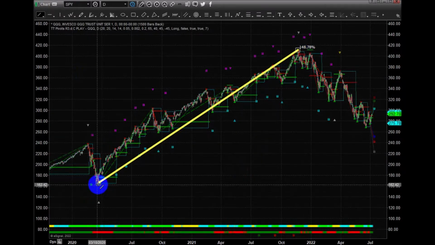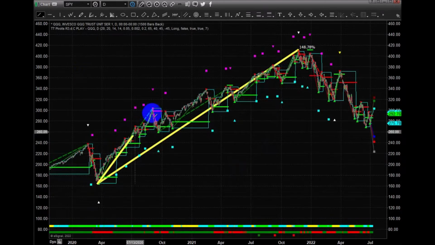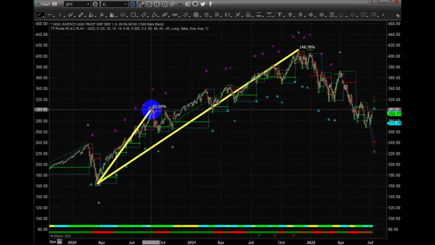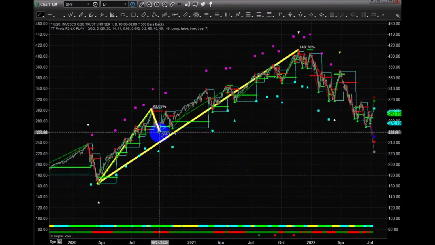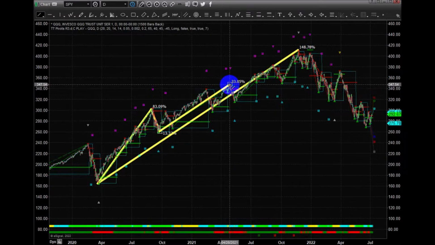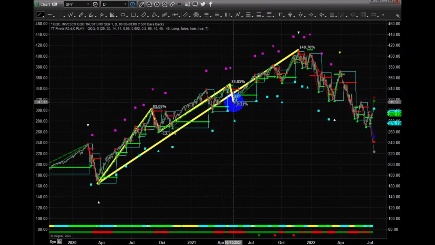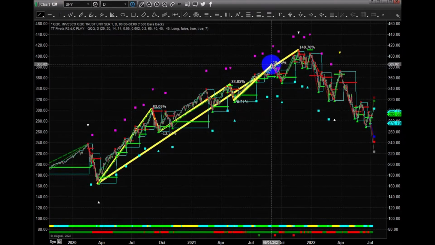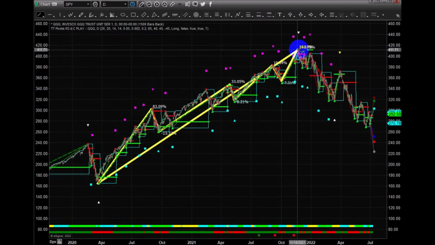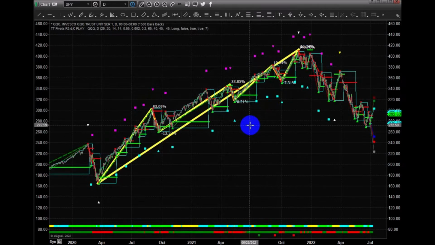And then we have, hypothetically, a major pivot low to an intermediate pivot high. Then we have an intermediate pivot low. Then we have an intermediate pivot high. Then we have an intermediate pivot low. Then we have an intermediate pivot high, followed by another intermediate pivot low, followed by the ultimate high here. So this is the actual structure of price moving forward.